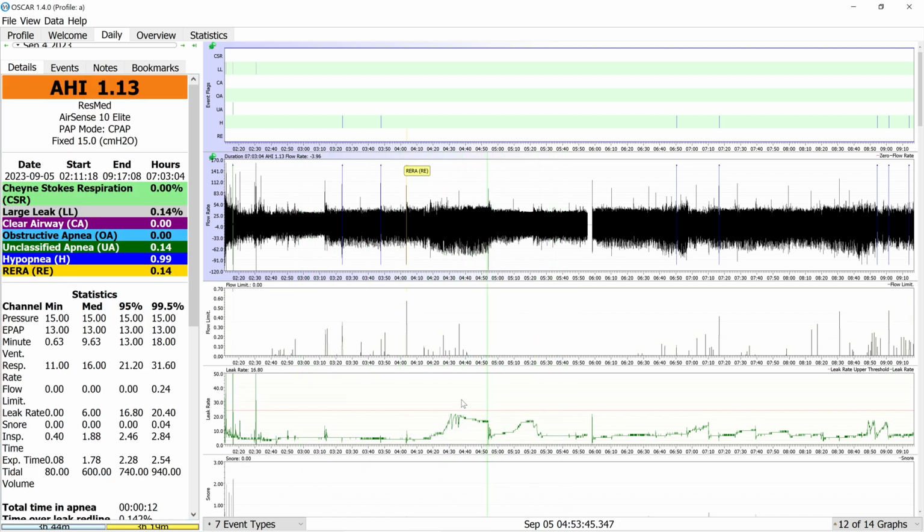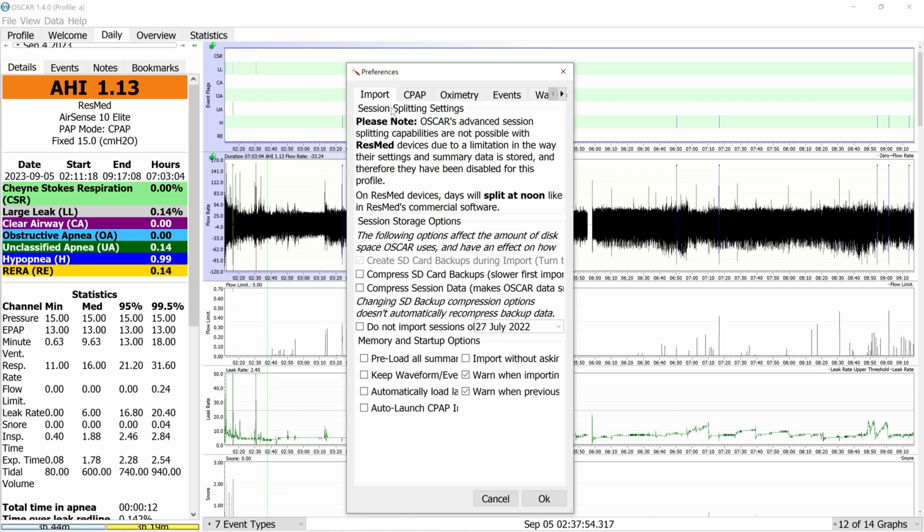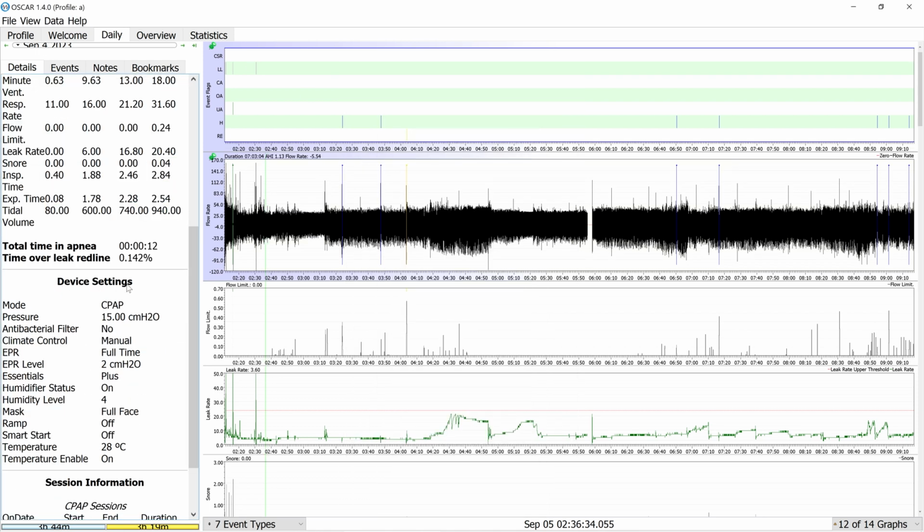Also worth mentioning too, this acceptable leak rate can actually be changed if you go to File, Preferences, and then CPAP. Device settings. This is literally just the settings that you have on your machines. You can obviously see this on your machine as well. Some of it might be behind the clinical menu, but most of it should be front and available.